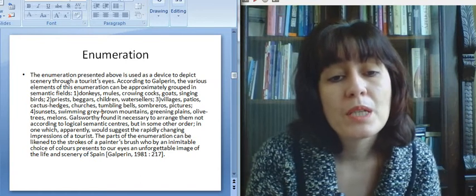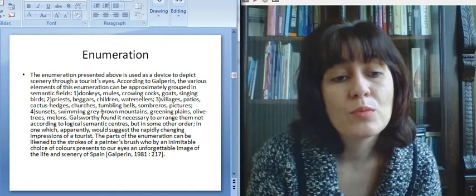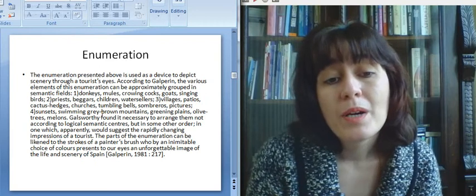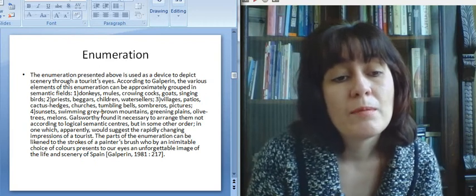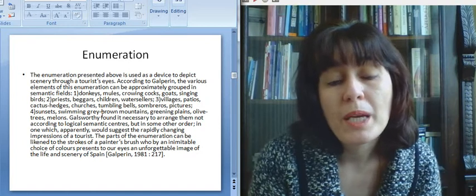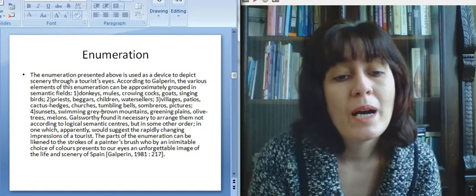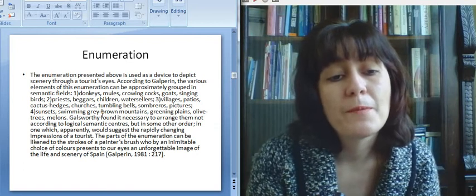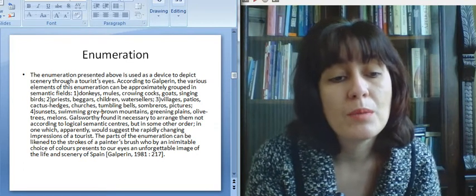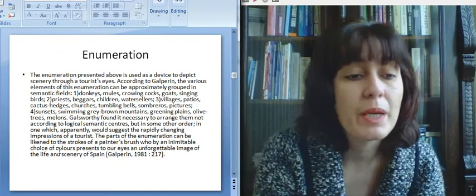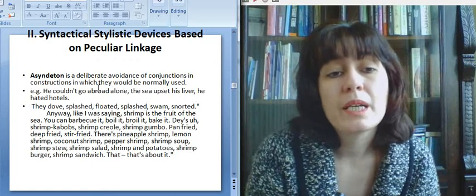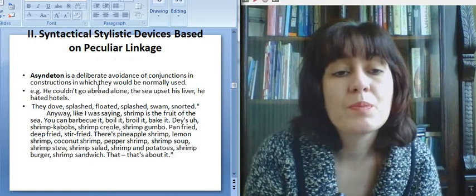Galsworthy found it necessary to arrange them not according to logical semantic centers, but in some other order, one which apparently would suggest the rapidly changing impressions of a tourist. The parts of the enumeration can be likened to the strokes of a painter's brush, who, by an inimitable choice of colors, presents to our eyes an unforgettable image of the life and scenery of Spain.